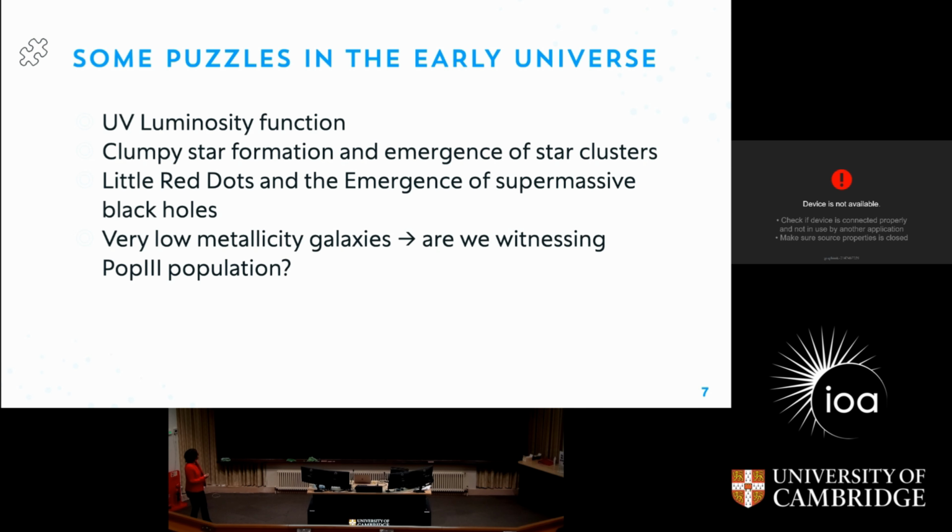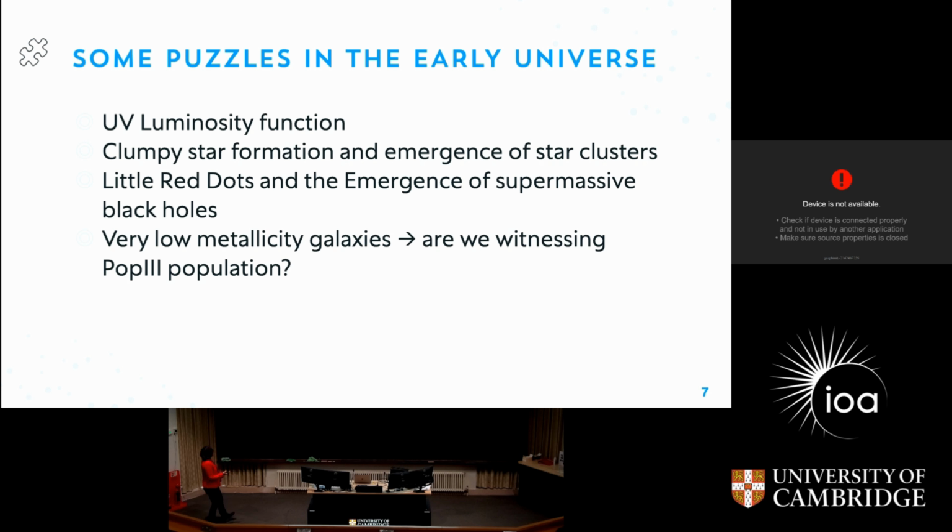But one of the puzzles we are seeing is when we measure the UV luminosity function, we are seeing more galaxies than we expected we would see. And in particular, the blue and luminous ones are the ones that are kind of puzzling.